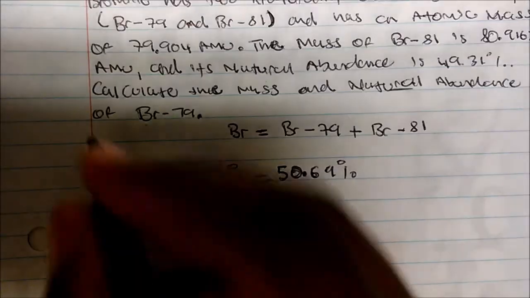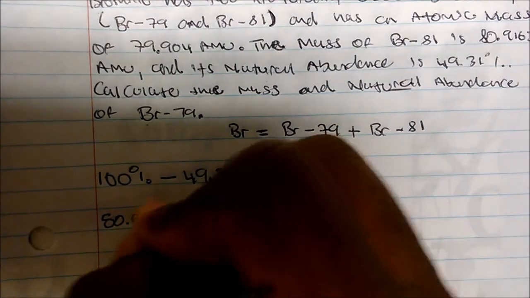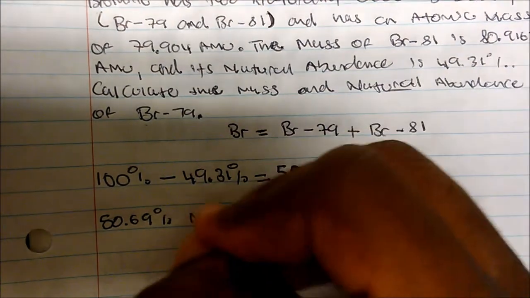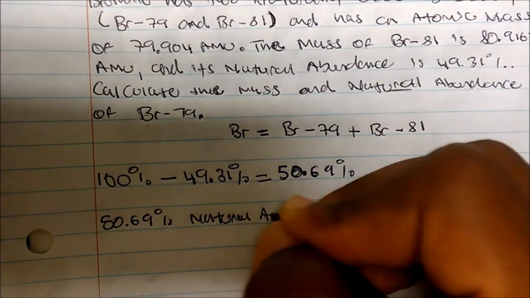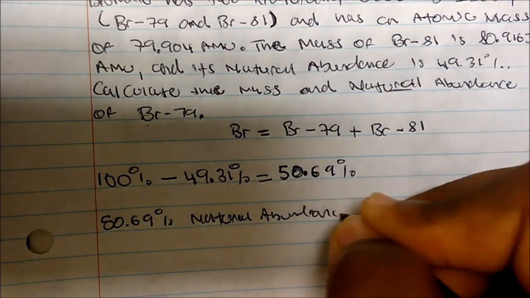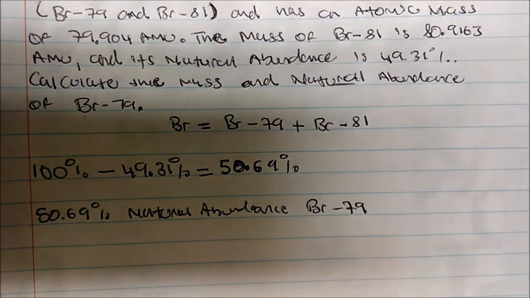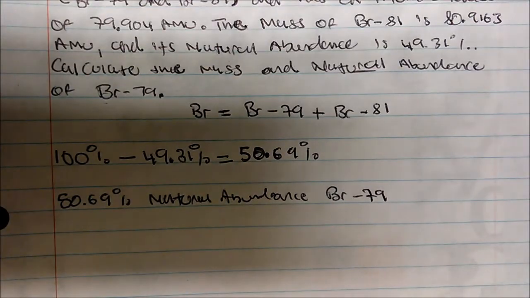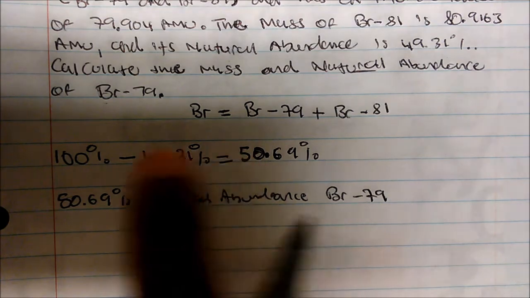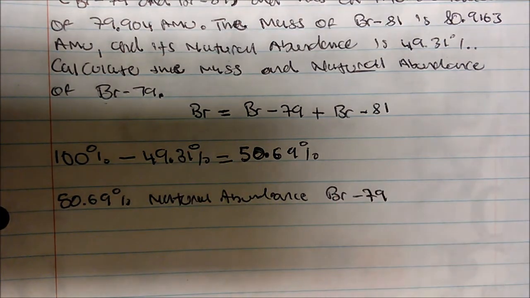So in this case, 50.69% would be the natural abundance of Br79. Okay, so we found its natural abundance. Now we need to find its atomic mass. And so we know how this goes. We always convert to decimal and multiply it by its atomic mass unit. And so how do we do it?